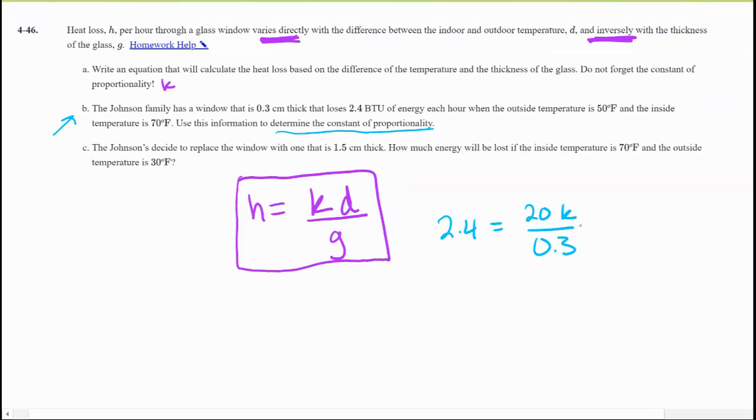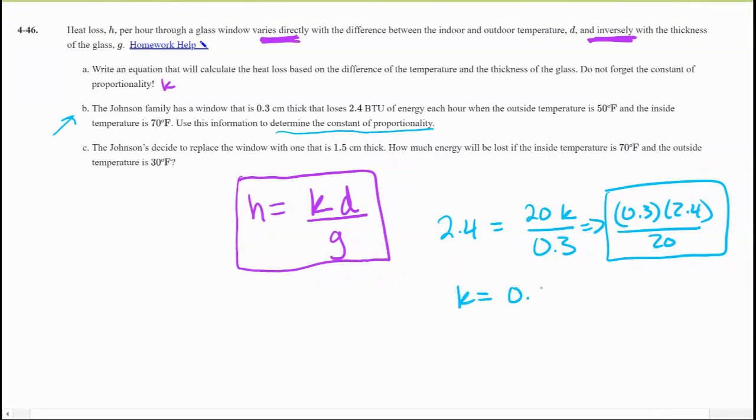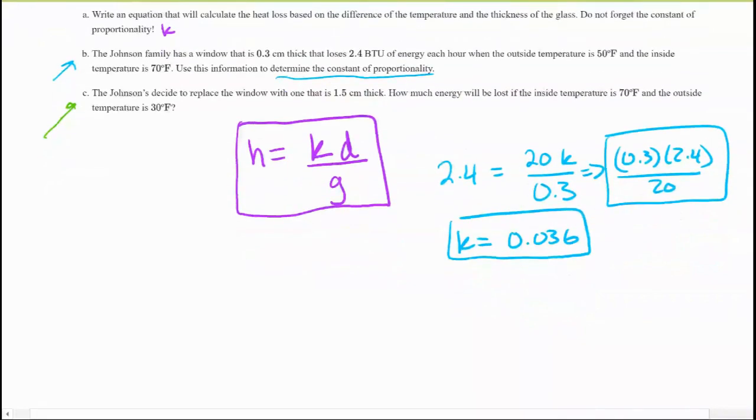So to get K by itself, we're going to multiply 0.3 on both sides and then divide both sides by 20. And once we put that into a calculator, it tells us our constant of proportionality is about 0.036. We're going to use that to help us with C here because they're replacing their window with a 1.5 centimeter thick one. So I'm changing the thickness of the glass to 1.5. I know my constant of proportionality is 0.036.